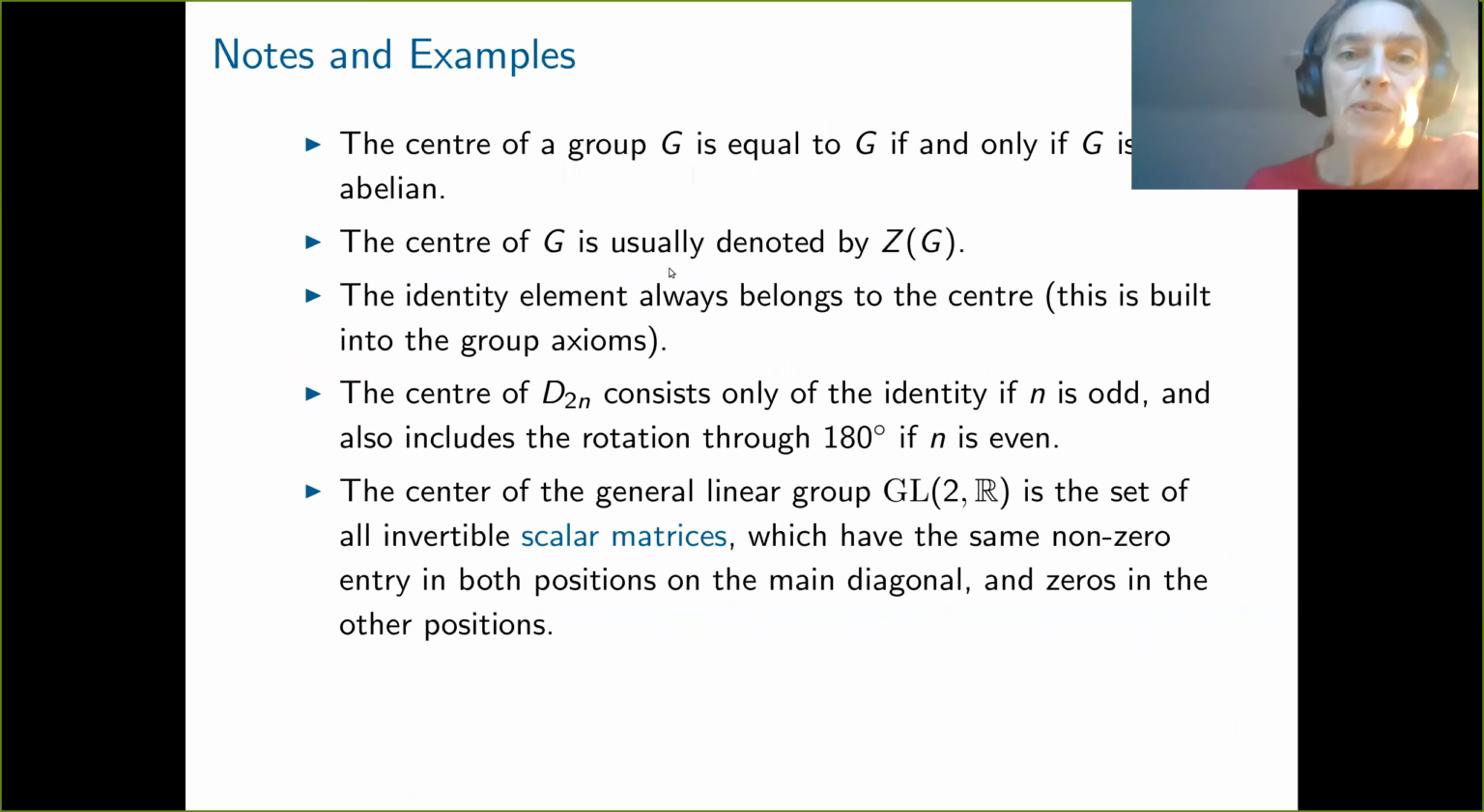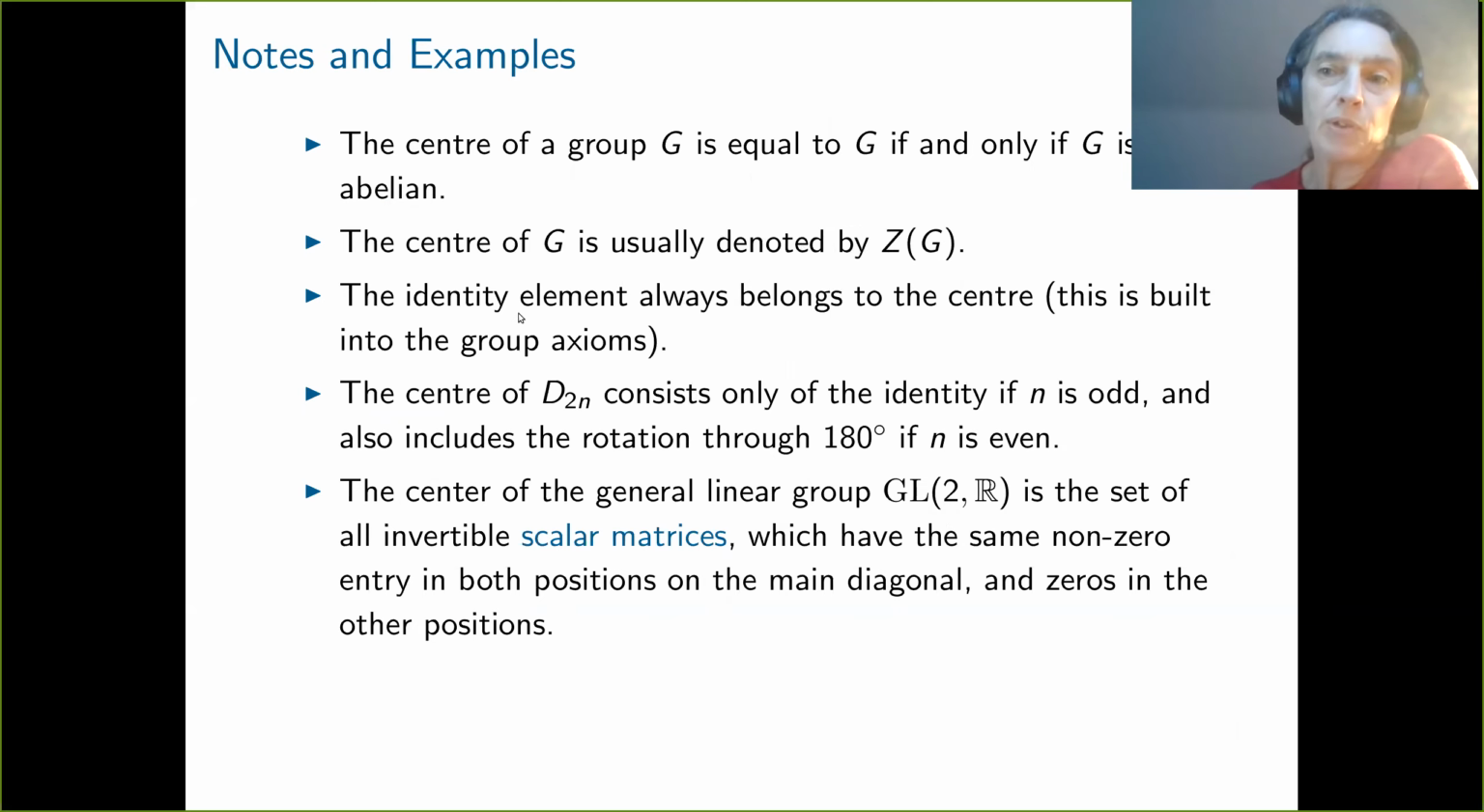The center of a group G is the entire group G if and only if G is abelian. To say that the center of a group G is the entire group G means that every element in G commutes with everything else, which is exactly what it means to say that the group is abelian. Second one, we mentioned this already, the center is typically denoted by Z(G). That notation is so standard in group theory that it doesn't really need to be explained if you're using it. Z(G) is always used to write the center of G.